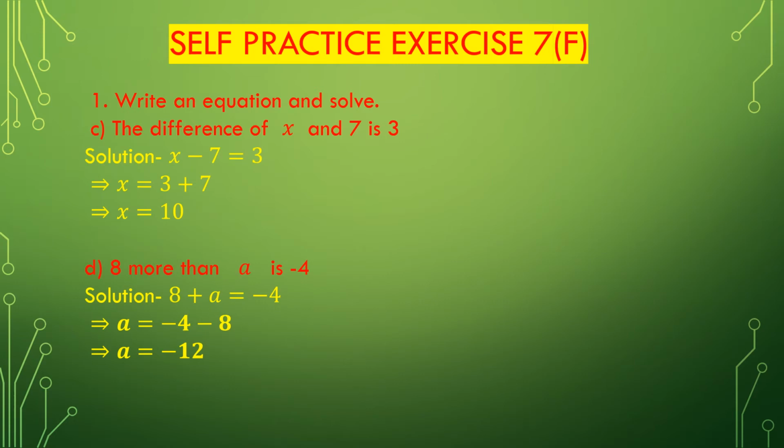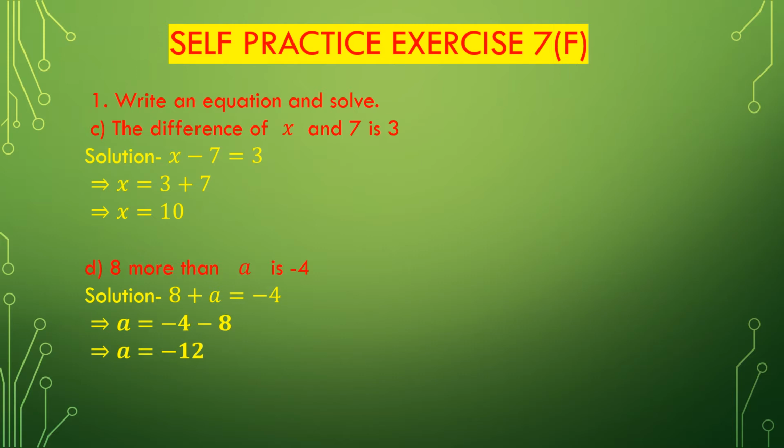Now we solve question number 1 part C. The difference of x and 7 is 3. This is the verbal expression and we have to write this equation for this verbal expression and solve the value for the variable of this equation.